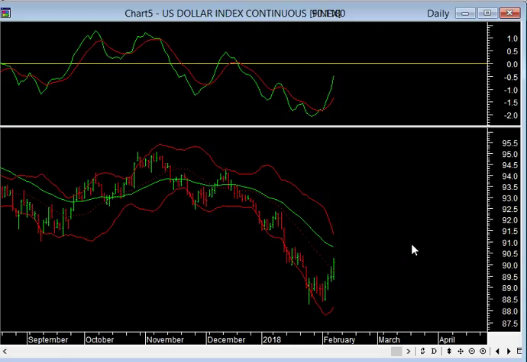After yesterday's moves in the commodity markets, I think it deserves an update. The key levels that I was looking at, the 20-day average for the dollar and the supports for gold and silver, essentially broke. And so we look at what alternate possibilities there are.